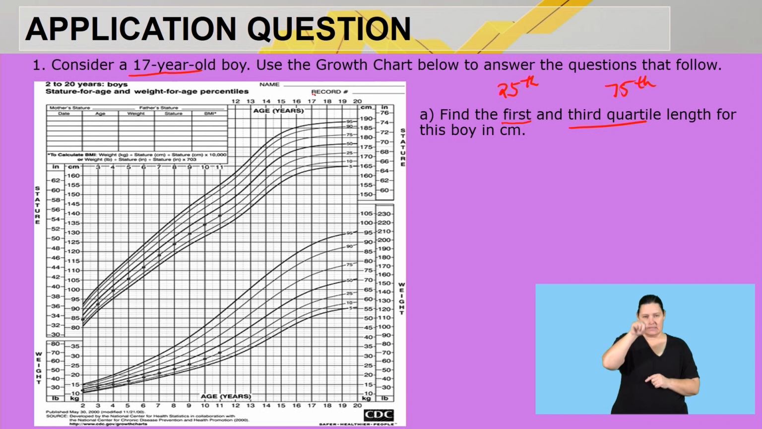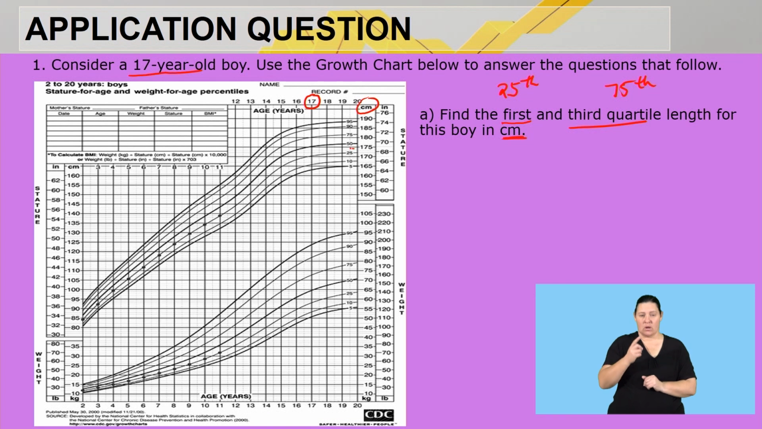So here is a 17-year-old boy, or the age of this boy. And now, first of all, I'm going to look for the 25th percentile. And remember, I'm working with the length now, the stature of the child, not the weight, because we are saying it must be in centimeters. So therefore, I will look at centimeters, right? And I'll go all the way down, okay? And I'll find the 25th percentile. Remember, that is the first quartile.